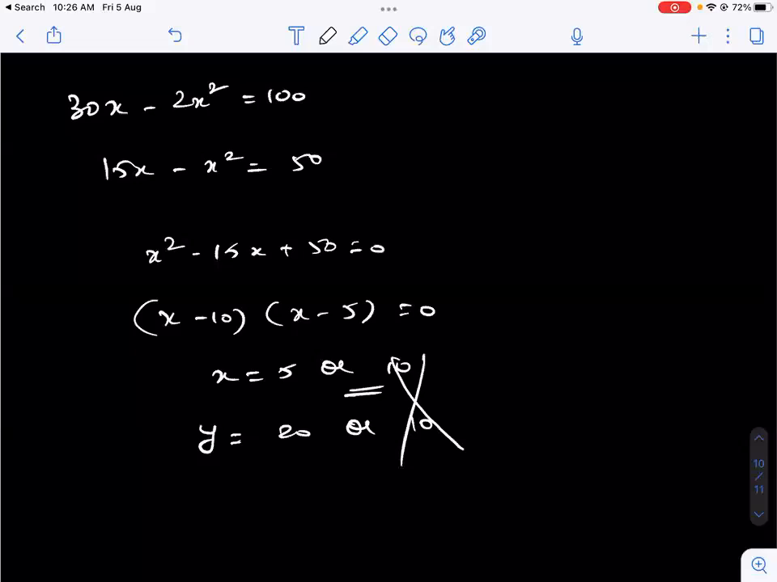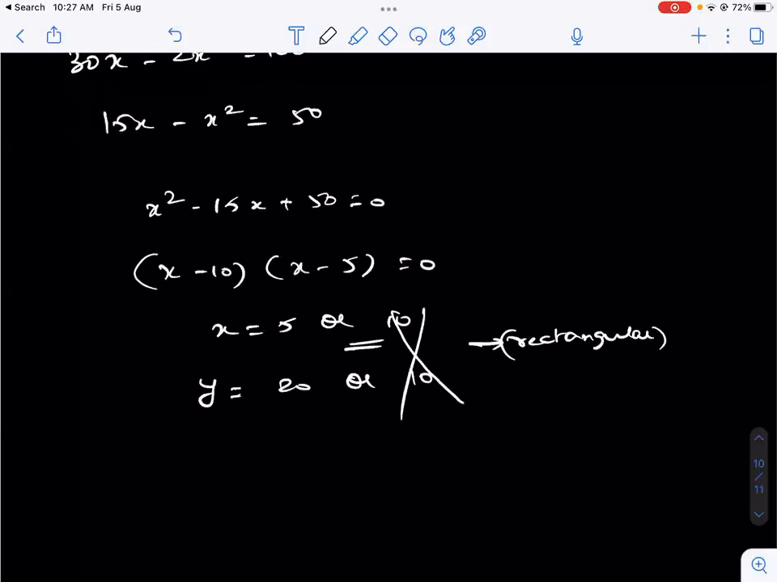Why? Because you should read the question carefully. If x is 10 and y is 10, it becomes a square. So what should be the right answer? 20 meter comma 5 meter. Option A is the right answer.